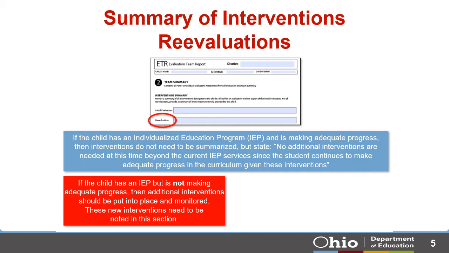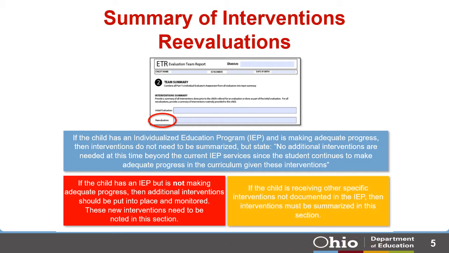If a child already has an IEP but is not making adequate progress with the interventions documented in the IEP, then additional interventions should be put into place and monitored. In this case, you should note in this section of the ETR those additional interventions that will be trialed along with any interventions that have been trialed but were unsuccessful.